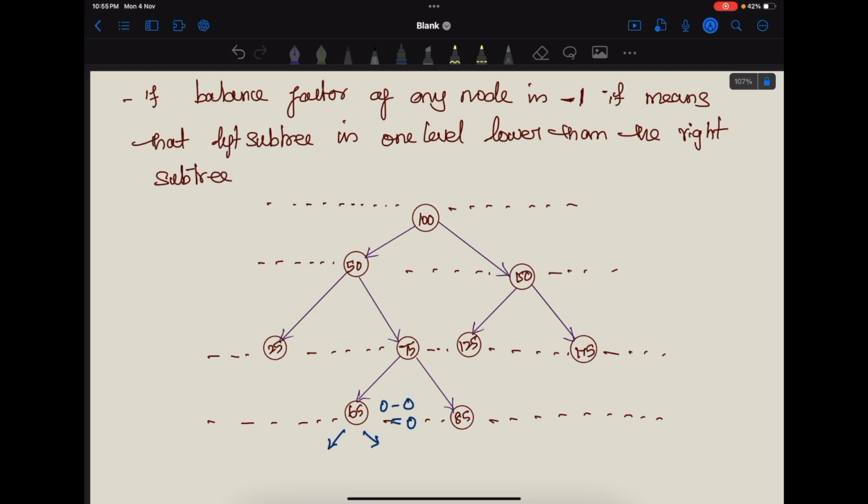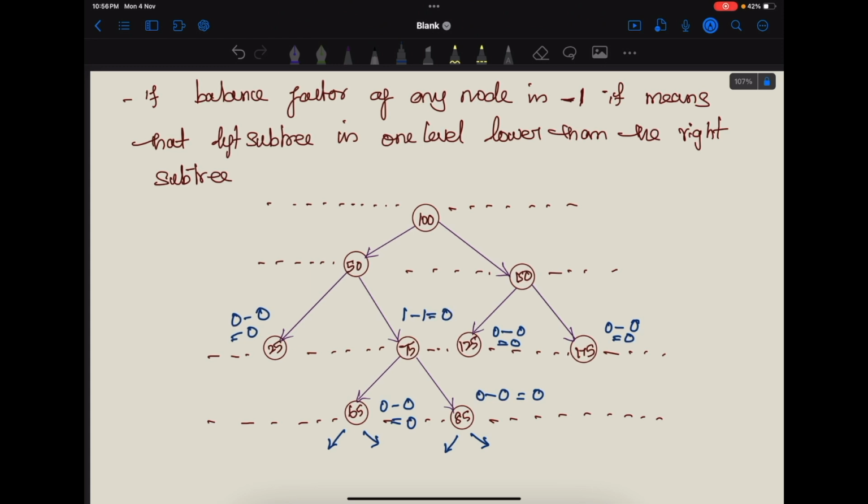And 85 has no left and no right, so simply 0 minus 0 is equal to 0. And 125 is a leaf node, so 125 does not contain any left side children or right side children. So the answer is 0. And 175 has no left and no right, so it is equal to 0. And 25 has no left and no right, so it is equal to 0. And in 75 we have only one branch on the left side, so 1, and on the right side we have only one branch, so 1 minus 1 is equal to 0.